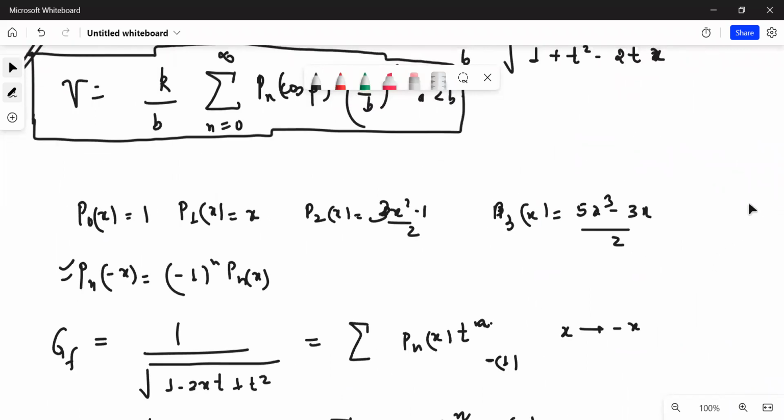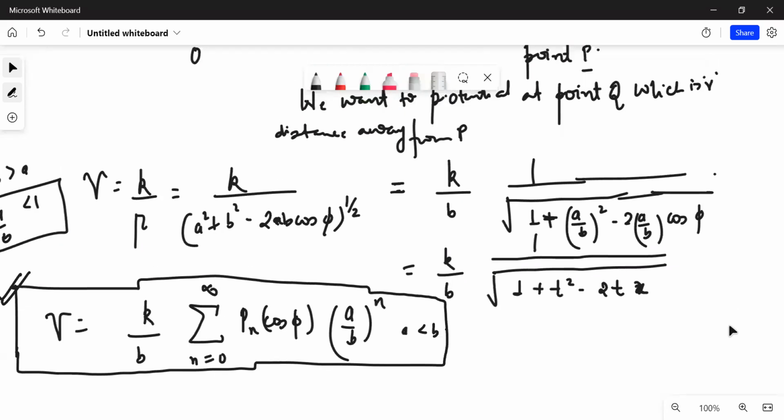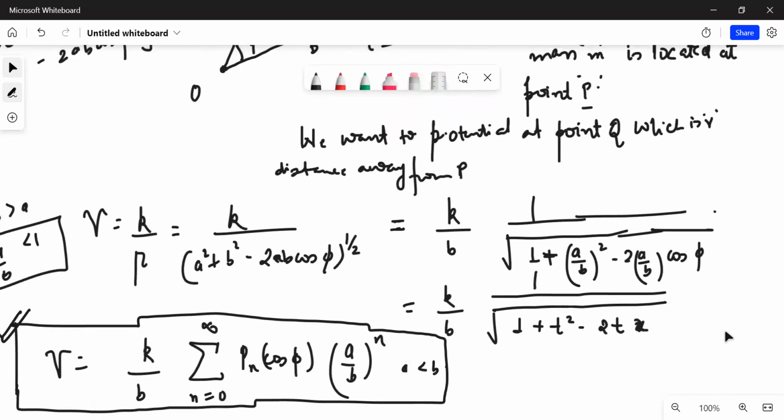Look, tomorrow or probably the day after would be the last run for Legendre's polynomial. And once we are done with Legendre's polynomial, we'll be at a convenient stage to start with multipole expansion. I hope it is clear.